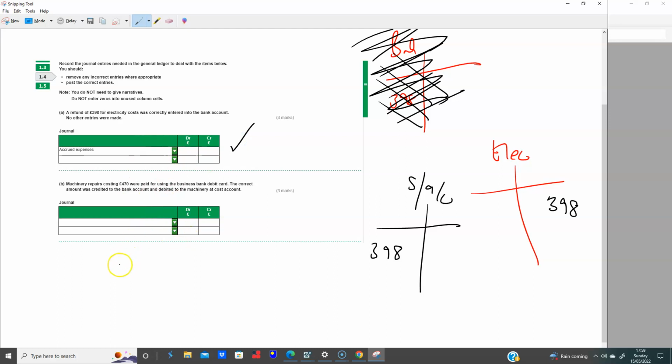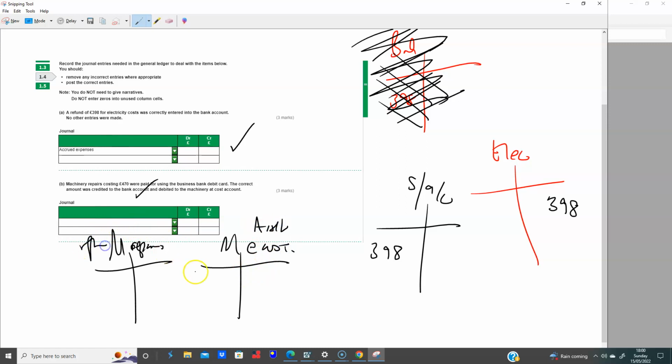Then we have the machinery account. It says that machinery costs were paid for using the bank account. There's no problem there. The correct amount was credited to the bank account. But instead of debiting machinery repairs, you've done machinery at cost, which is an asset account. This is a repairs account, so you should have put it in repairs, but you've put it in cost. So it's 470. You currently have 470 sitting here, and the bank account was 470. There is no problem with this.